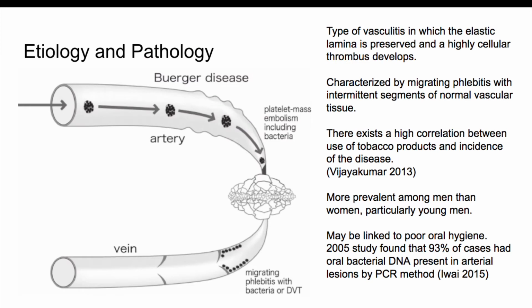So TAO is a type of vasculitis in which the elastic lamina is preserved and a highly cellular thrombus develops. It's characterized by migrating phlebitis with intermittent segments of normal vascular tissue, and there exists a high correlation between the use of tobacco products and the incidence of disease. It's more prevalent among men than women, particularly young men, and it may be linked to poor oral hygiene. A 2005 study found that 93% of cases had oral bacteria DNA present in arterial lesions by PCR.